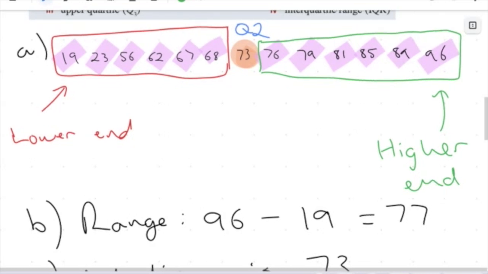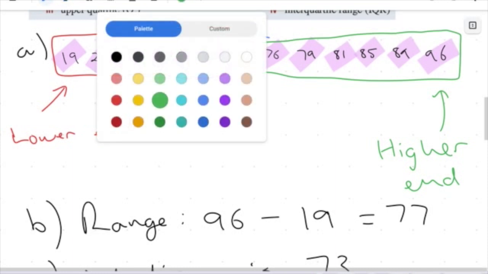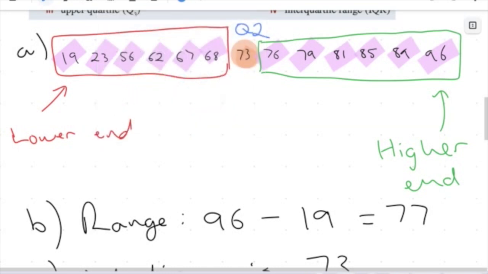So that's what my median essentially does. Now we can see this. It splits up our data into two sections, a lower end and a higher end. Now we want to find, well, what's the middle of this entire lower end here? Well, looking at these data points, I have exactly 6. I have 19, 23, 56, 62, 67, 68. I want to find the median of these numbers.